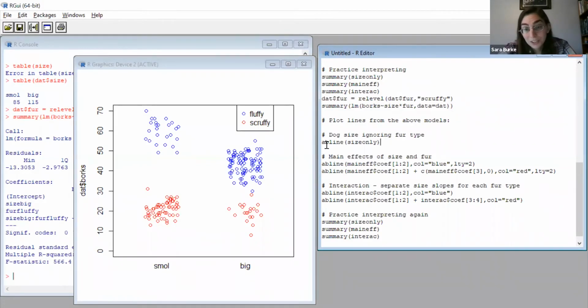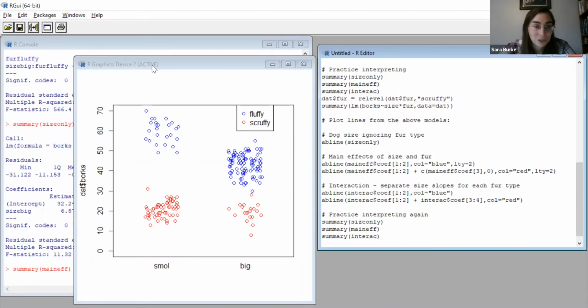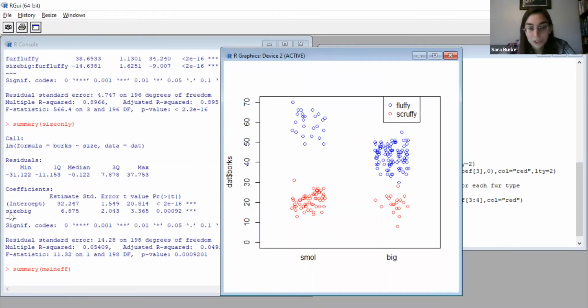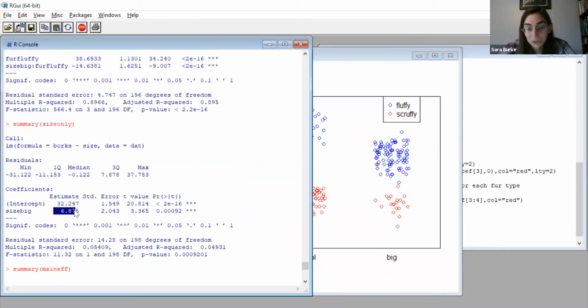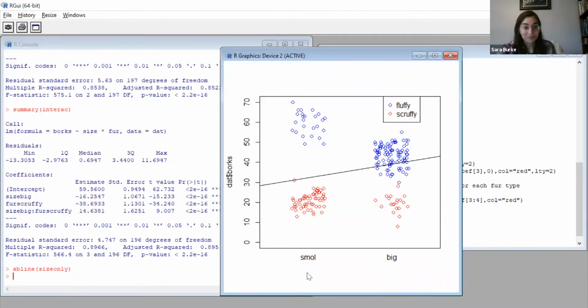This is the regression slope from the size only model. Remember, I'm going to show you the summaries. Here's the summary of the size only model, right? It only has size. The difference was 6.9 on average between big and small, ignoring the fluffy, scruffy distinction. Here's that line.